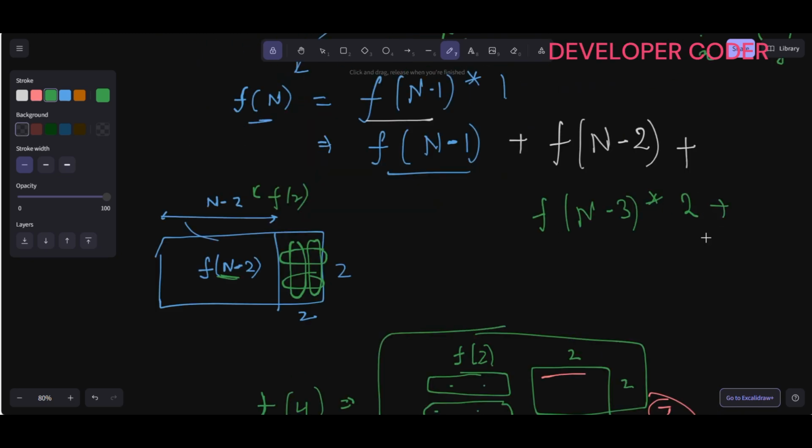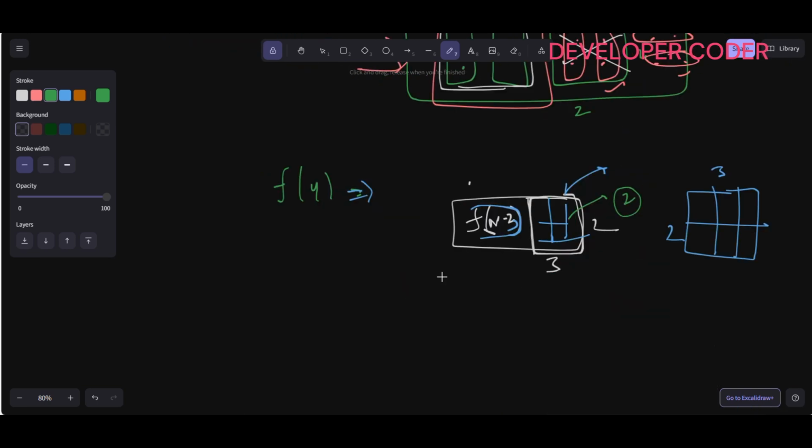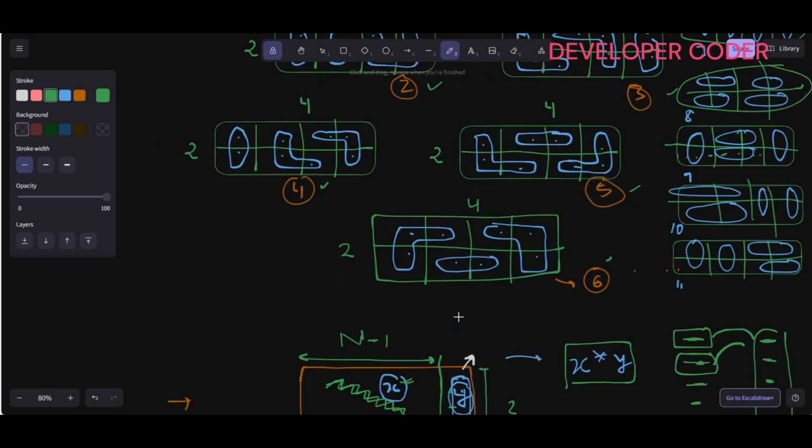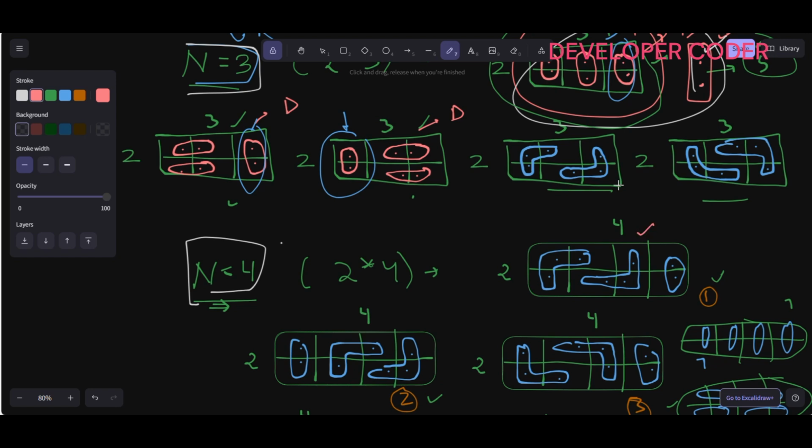Same way, if you derive this formula, you will find here also f of n minus 4. When you use n equal to 4, you get f of n minus 4 with 4 into 2 here. Now, if you calculate 4 into 2, what are the new ones? This part you have seen in the past.